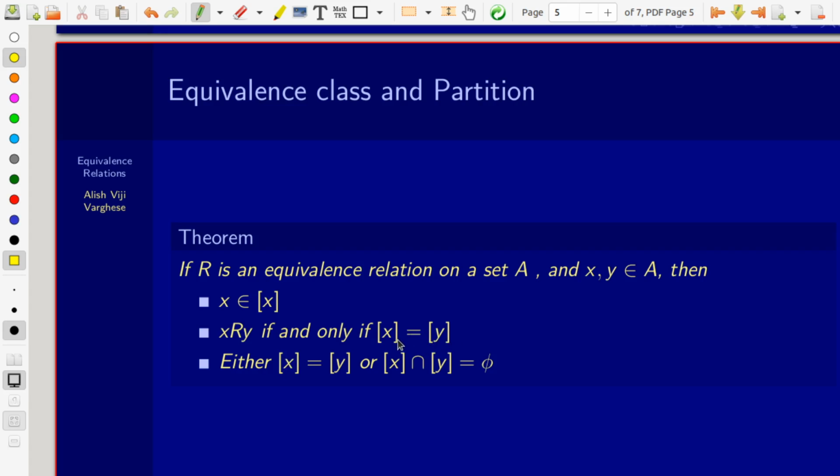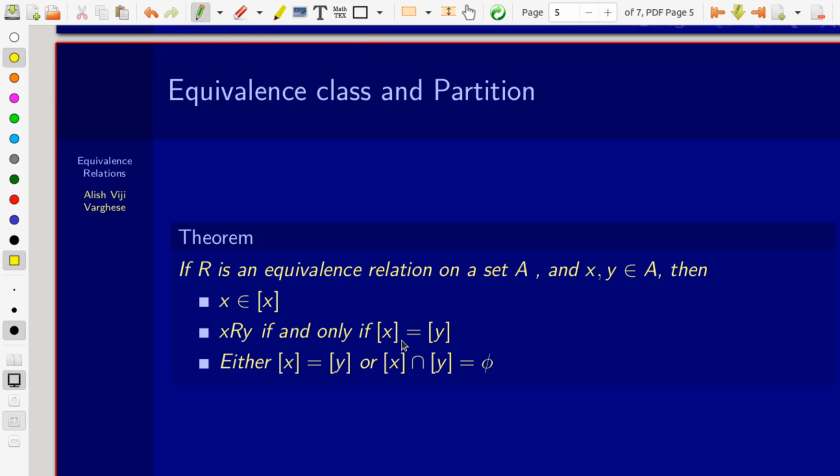The equivalence class of x and the equivalence class of y are two sets, and to prove that two sets are equal, what we do is, if A and B are two sets, then in order to prove that A is equal to B, we take an arbitrary element from A and prove that it belongs to B, and we take an arbitrary element from B and prove that it belongs to A. The first step means that A is a subset of B, and from the second step we conclude that B is a subset of A, and this happens only when A is equal to B. So that is how we prove the equality of two sets.